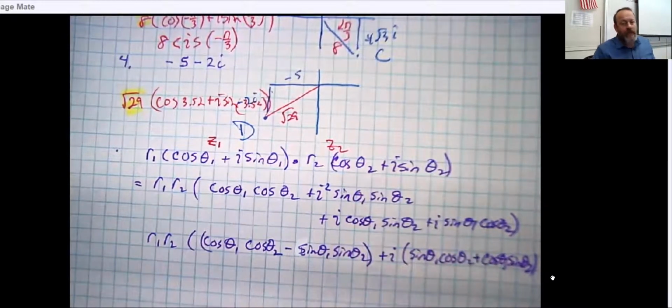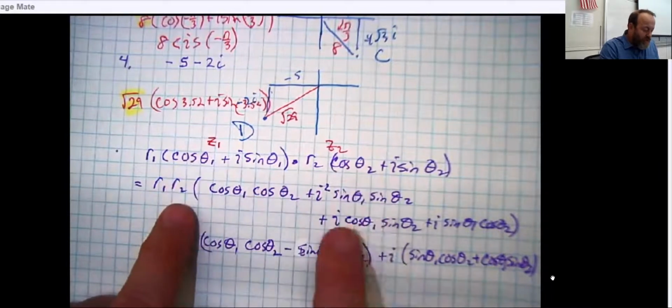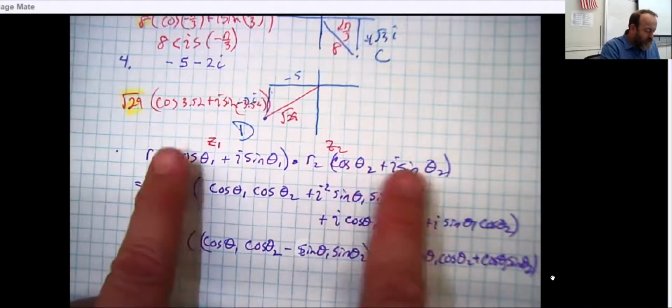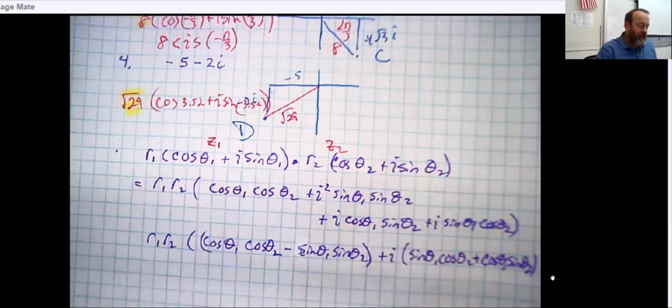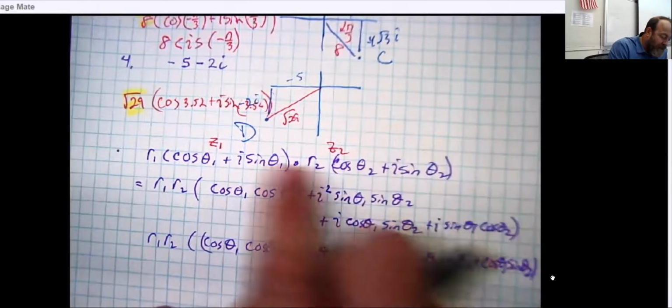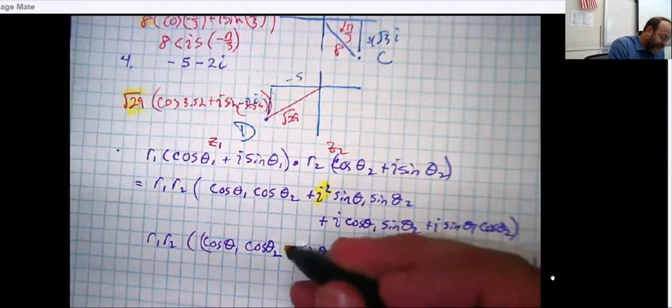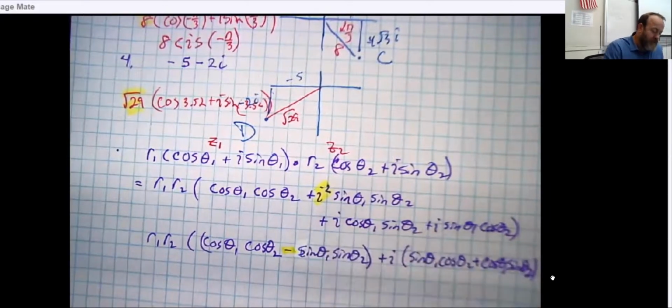Now, all of that is well and good, and I just did a little teeny bit of cleanup. So I multiplied this out, and I got my 4 terms from 4 multiplications. Now you'll notice right here we had an i squared because i times i is i squared, but you know that i squared is negative 1. That showed up right here. So you'll notice that this i squared disappeared and it just became sine theta 1, sine theta 2.